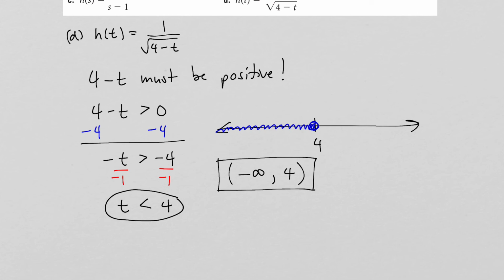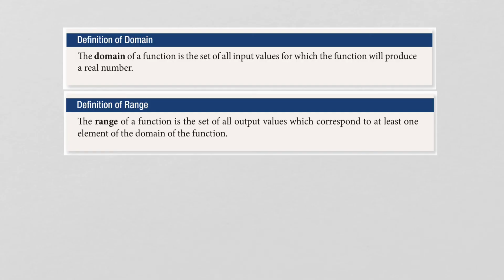That's our domain. And I just want to come back to the definition of a range here. Notice that we didn't talk about the range for any of those functions. The range can be kind of challenging, and we'll be talking more about the range in the next section when we start looking at graphs of functions. All right, let's go ahead and go on to our next example.